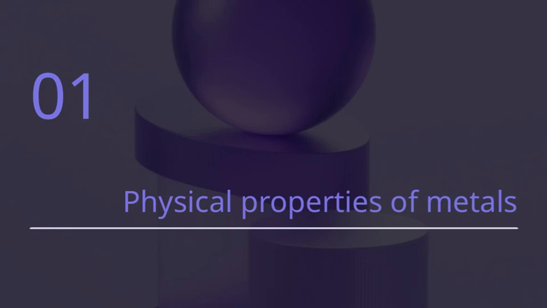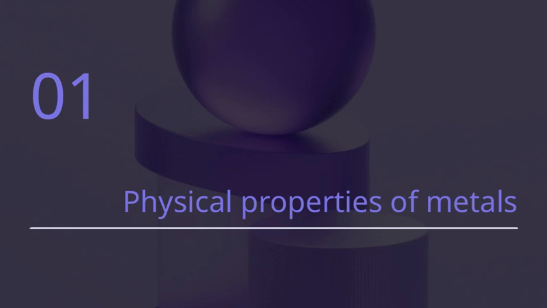Let's take a closer look at the physical properties of metals. Metals are fascinating because they have several distinctive characteristics that make them useful in so many applications. For starters, they are generally good conductors of heat and electricity, which is why they are used in electrical wiring and cookware. Their ability to conduct heat efficiently means they can transfer energy quickly, making them ideal for heat exchangers as well.